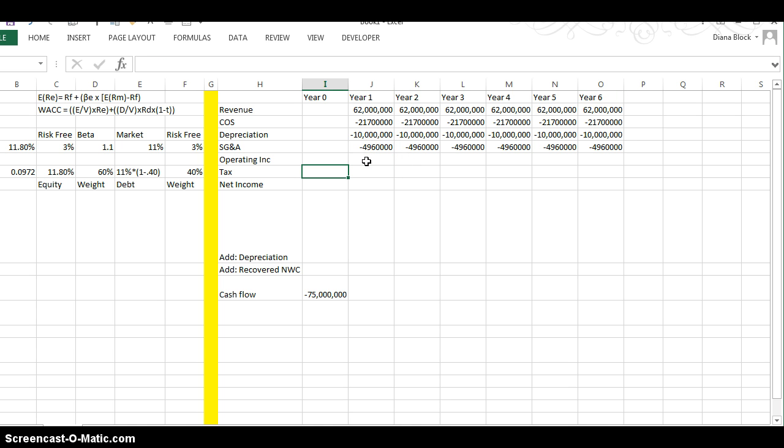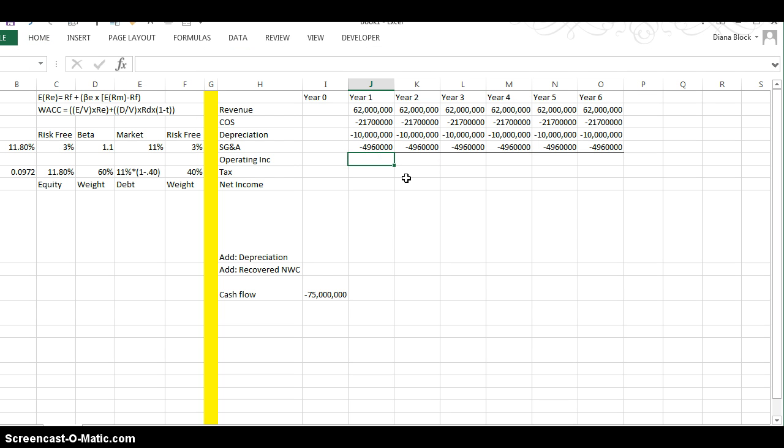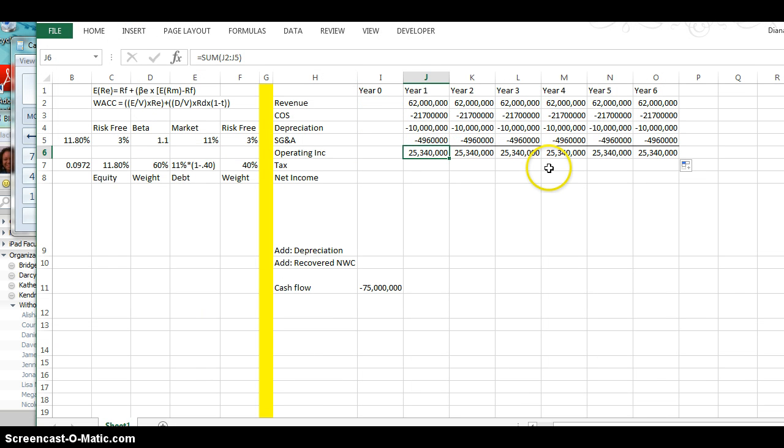Then if we take this information that we have so far and subtotal it, this is going to give us our operating income. So what I've done here is I've gotten our revenue minus our cost of sales, minus our depreciation, minus our selling, general, and administrative expenses to lead us to our operating income. This is the amount that's taxable.